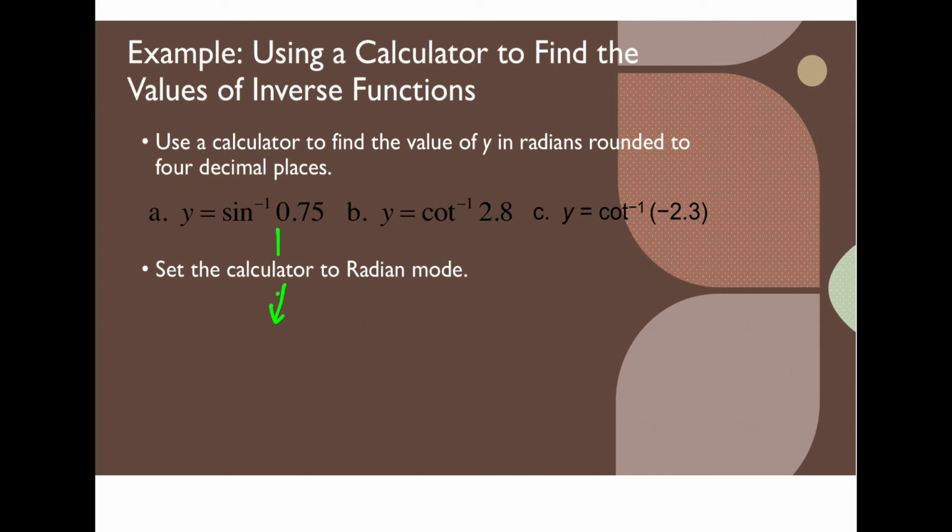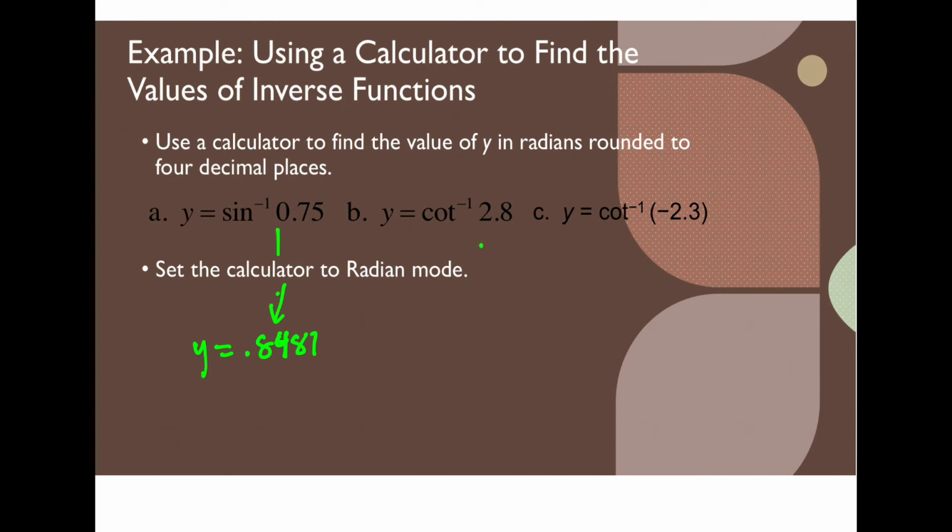That's a positive value, so we expect to get a positive result. And we see y here is equal to 0.8481 if I rounded it to 4 decimal places. I like to go out a few decimal places here when dealing with these.